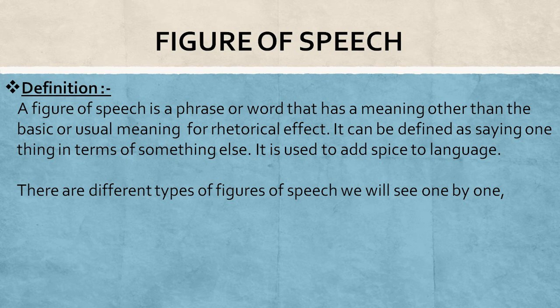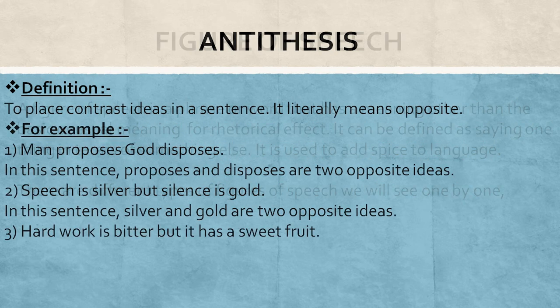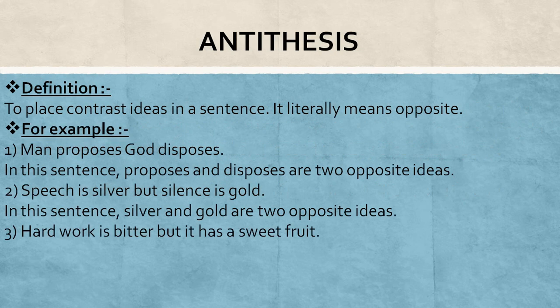There are different types of figures of speech. We will see one by one. The first one is antithesis. Definition: to place contrast ideas in a sentence. It literally means opposite. For example, 1. Man proposes, God disposes. In this sentence, proposes and disposes are two opposite ideas.